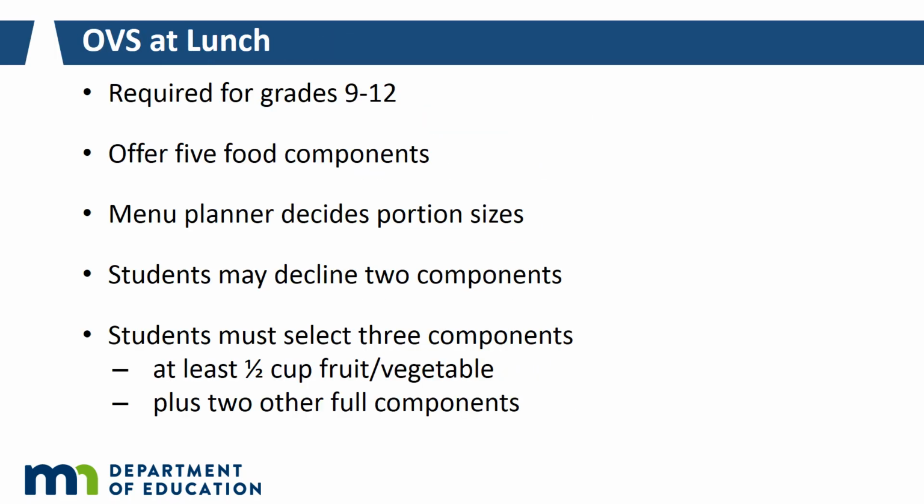Let's discuss a few details related to offer versus serve at lunch. Offer versus serve is required for grades 9 through 12 only. It is optional for grades K through 8. All 5 food components in the required minimum portion sizes must be offered each day, and the menu planner can decide portion sizes for different items. Students have the option to decline 2 components if they want to, which means they must select 3 components. One of the components must be at least a half a cup of fruit or vegetable or a combination of the two, and the other 2 components that the student selects must be in the minimum required portion size.